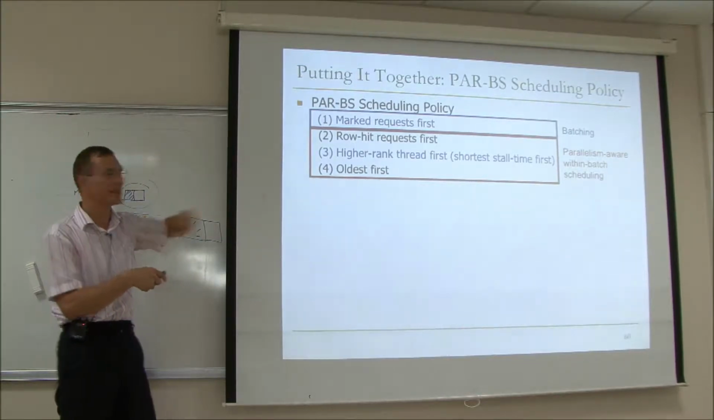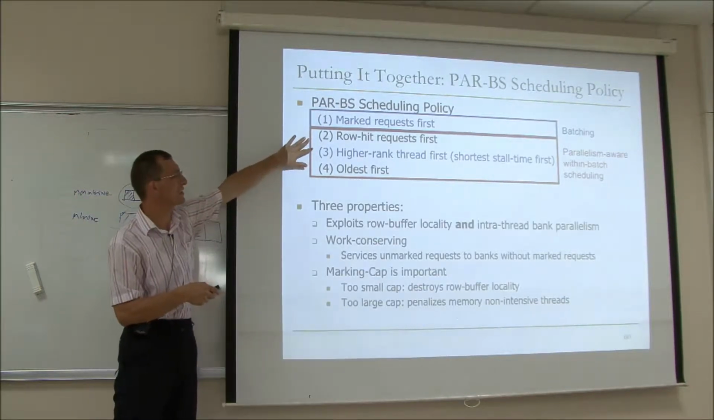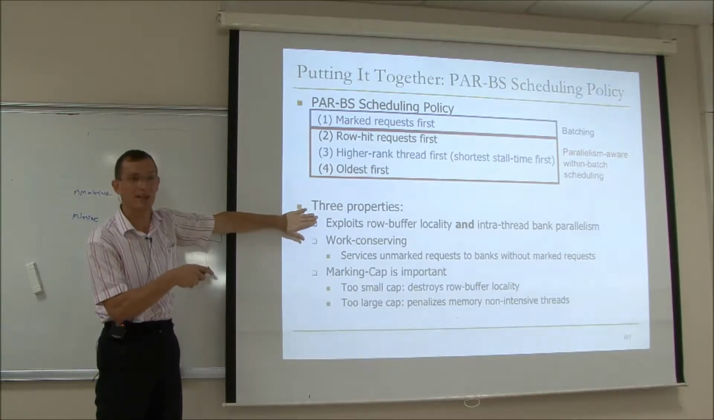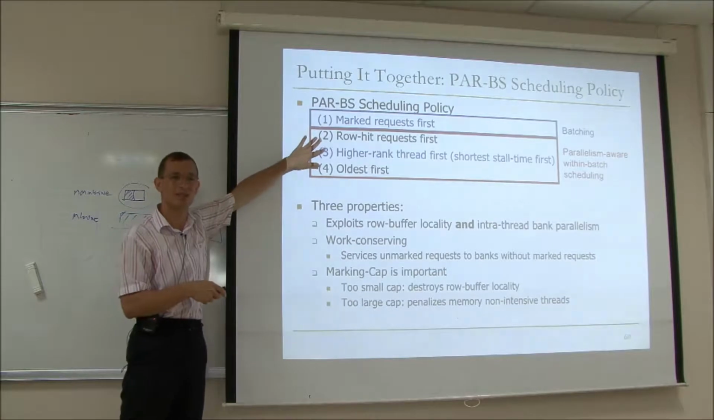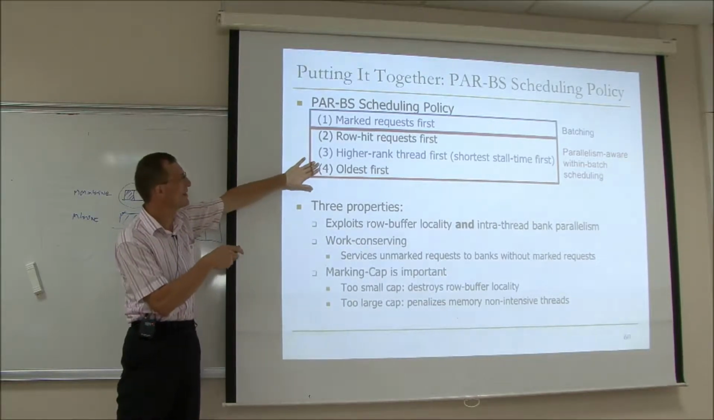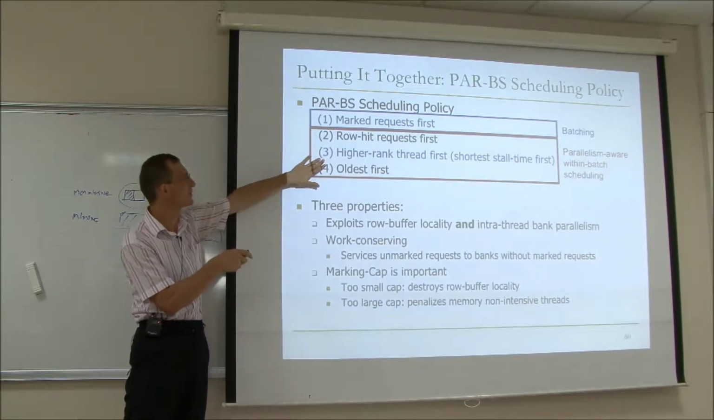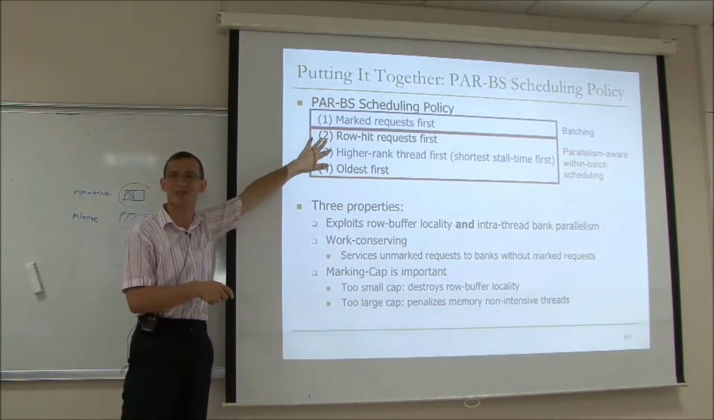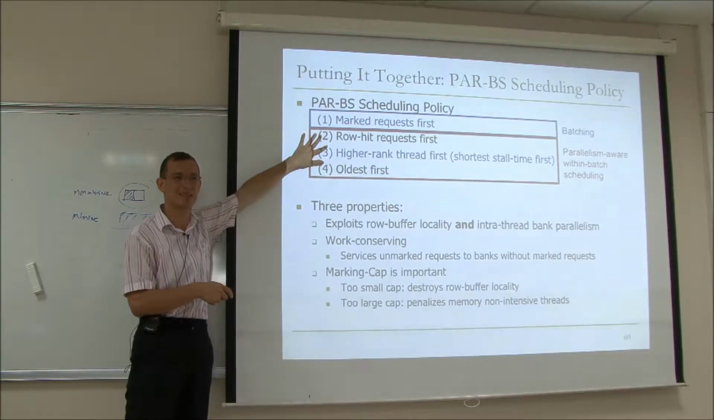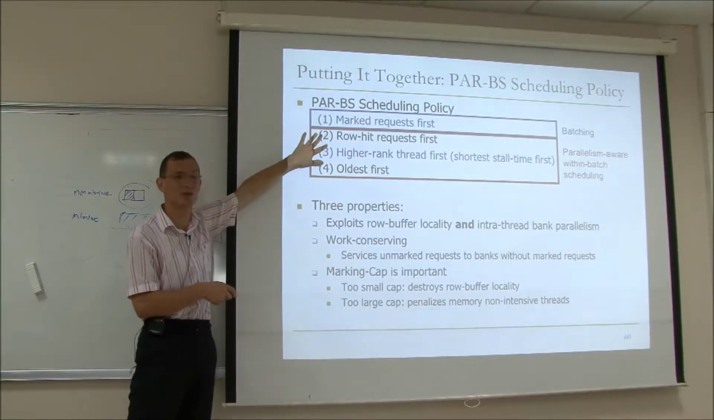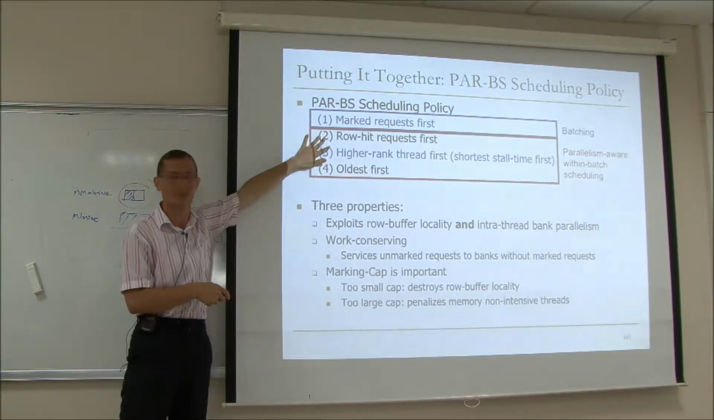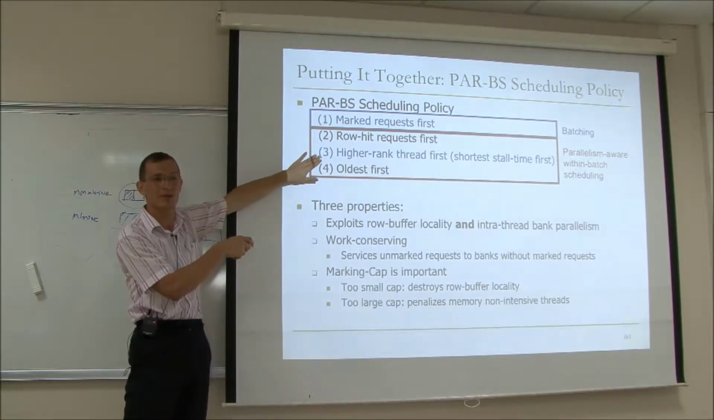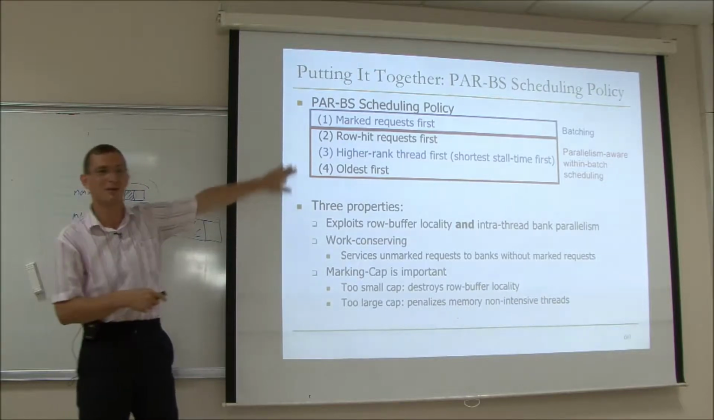Now there are three properties here. It exploits row buffer locality and also intra-thread bank parallelism. And these are actually at odds with each other. So you might ask the question, why do you do this first and this next and not the other way around? Well, because there's always a trade-off between locality and parallelism, and we don't have a good solution to get the best of both worlds here. So if you do it the other way around, if you prioritize higher ranked threads first and then row hit requests, it's similarly well performing.